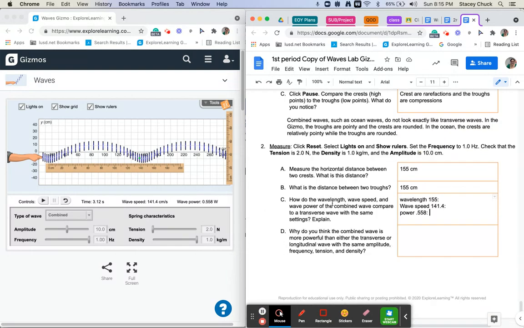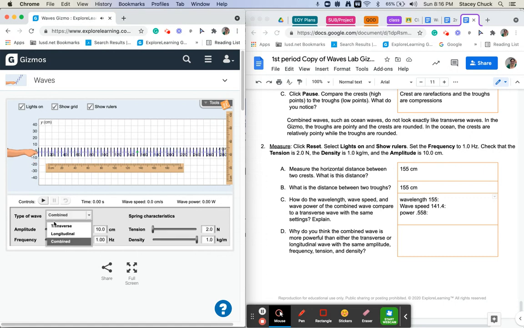All right, to do this one, I'm just going to switch it to a transverse wave. So I went ahead and recorded the wavelength, the wave speed, and the power currently, and I'm just going to change this to a transverse wave. So I'm going to hit reset, and change this to a transverse wave. I'm going to make sure all my settings are the same: 10 amplitude, 1 frequency, 2 tension, and 1 density. And I'm just going to do the measurements that I need here.